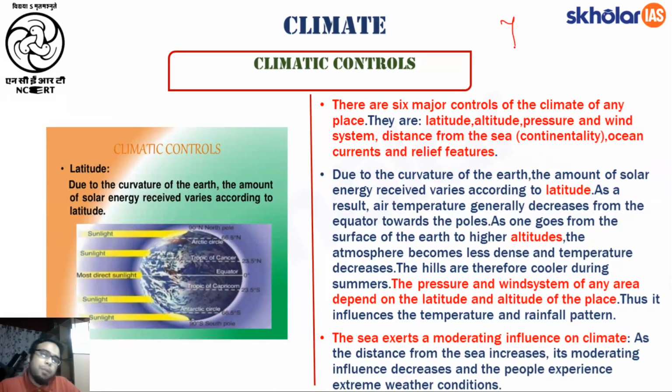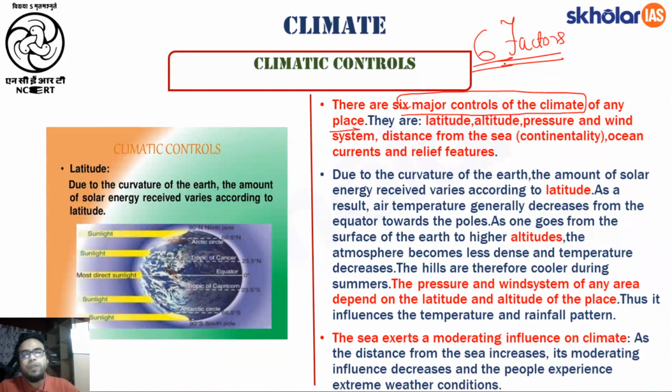Now let us talk about the factors which determine the type of climate we will have in a particular place, right? So in total there are 6 major controls of the climate of any particular place, meaning there are in total 6 factors which will tell us the type of climate we will find in a particular place, right? So what are these? Firstly, we have latitude, then altitude, then pressure and wind system, then the distance from the sea, then what is called continentality.